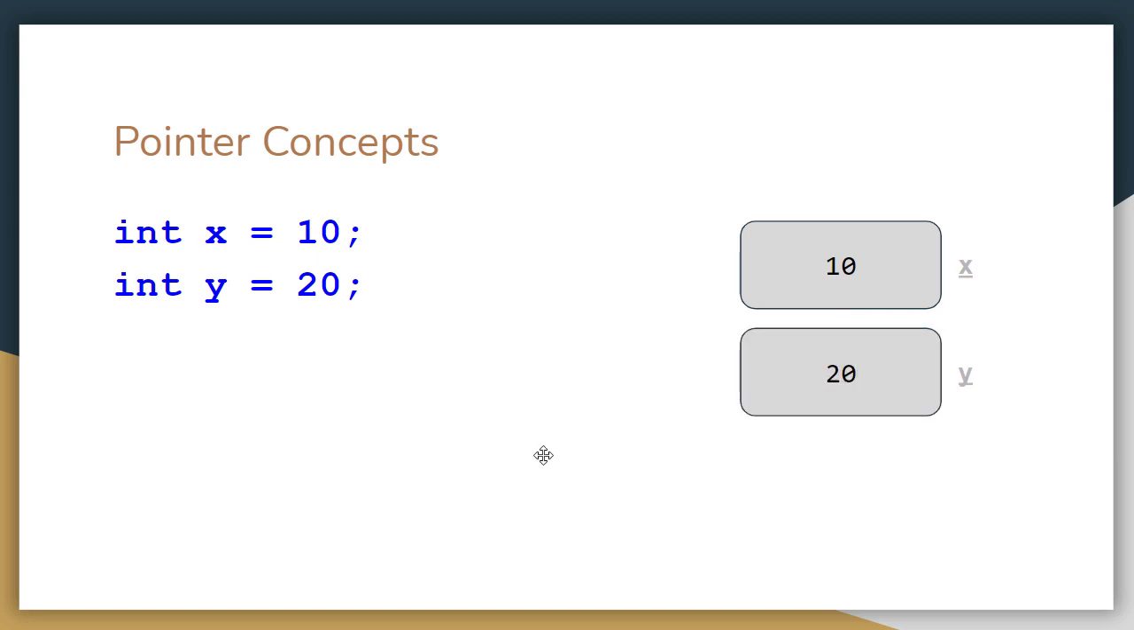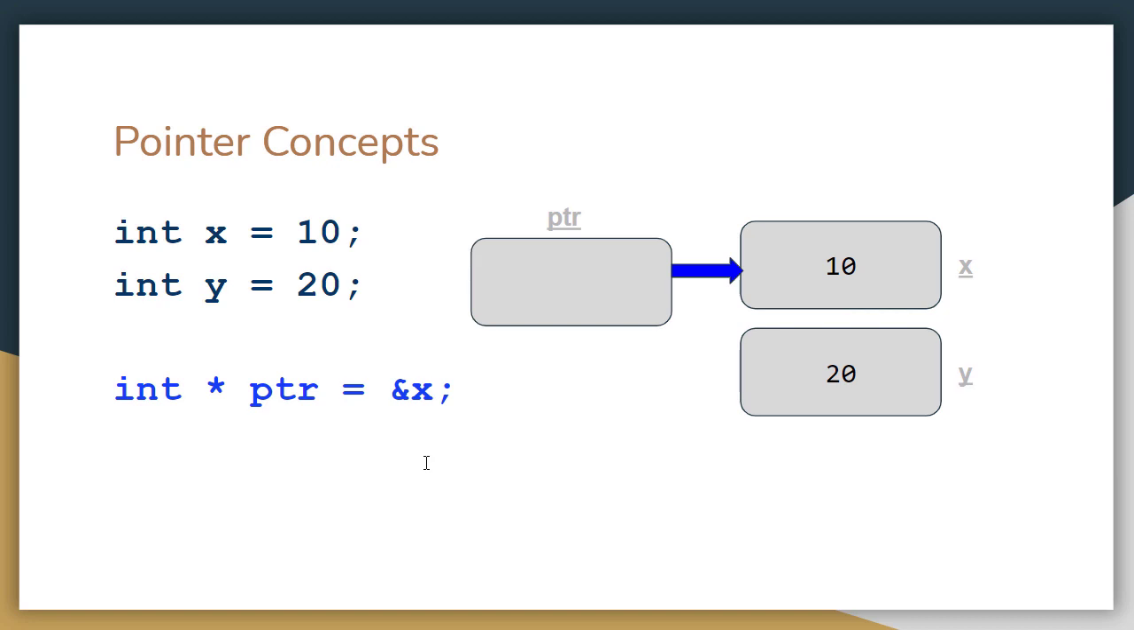Then I'm going to declare a pointer variable, and this is the syntax. This says that it's an integer pointer type. The name is pointer, and it's going to be equal to the address of x. This ampersand is the reference operator, which returns the address of the variable. So conceptually, now I have a new variable pointer, and that pointer is pointing to x. Not the value of x, it's pointing to the memory location where the variable x is stored.